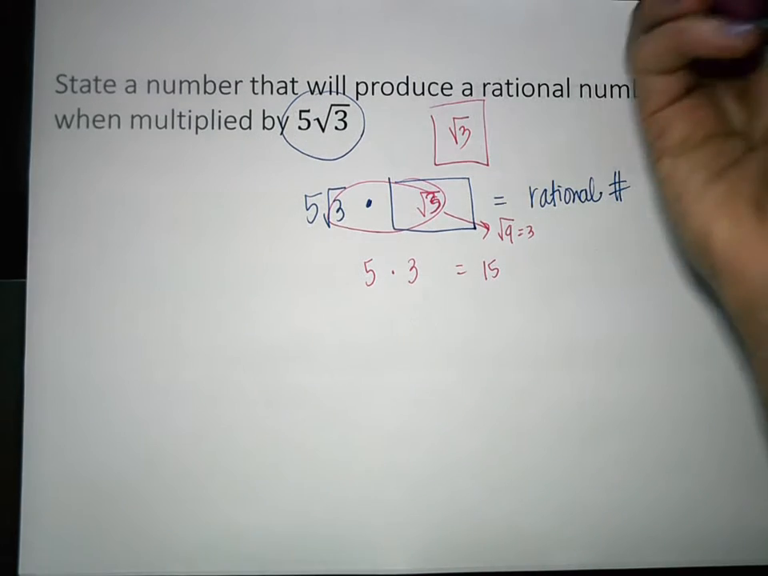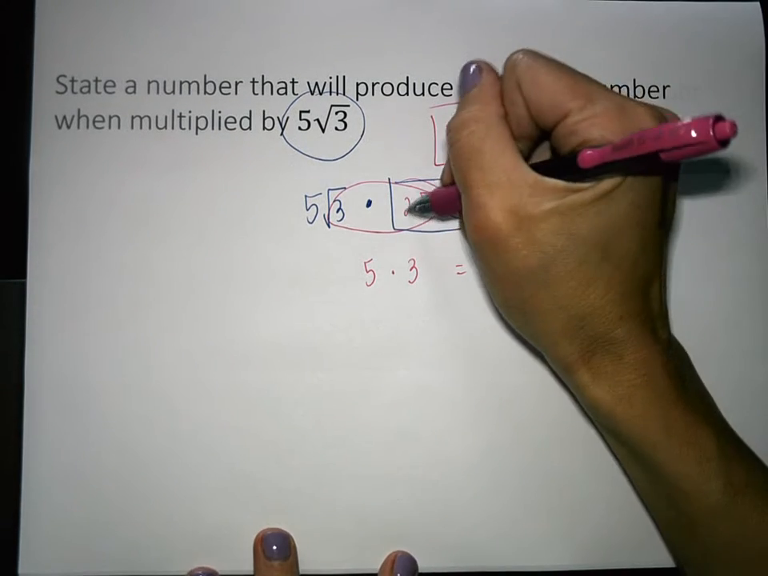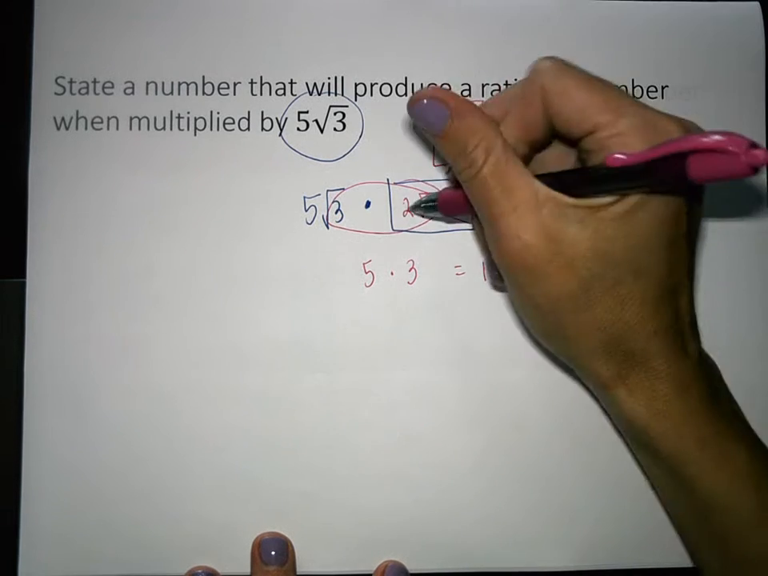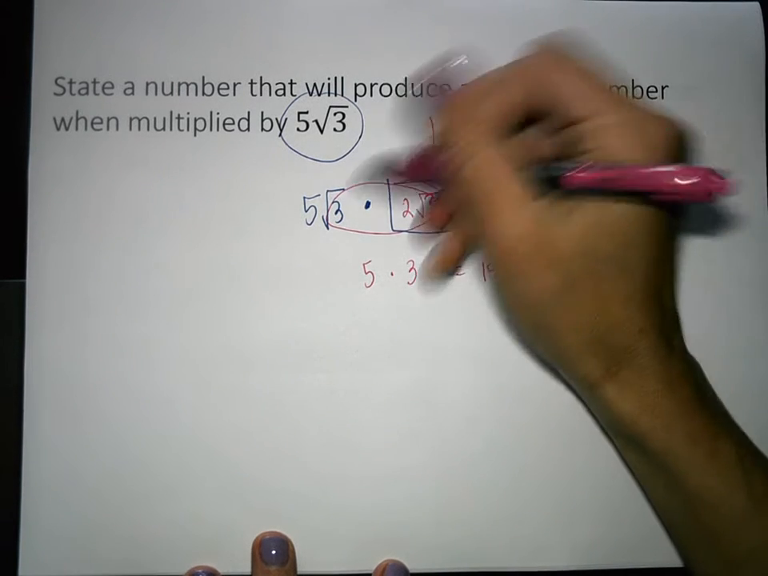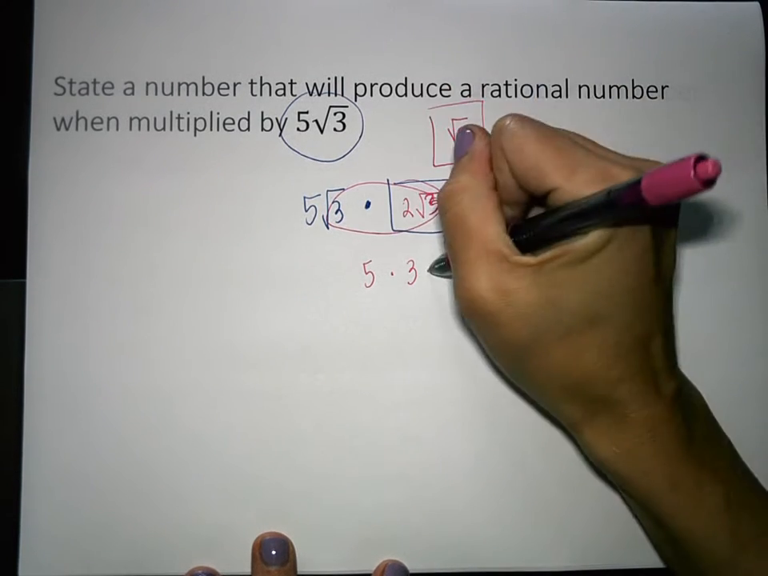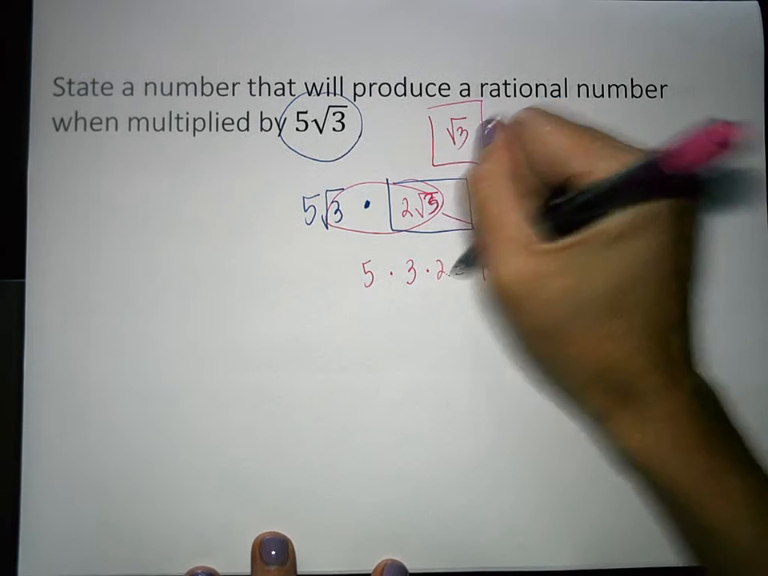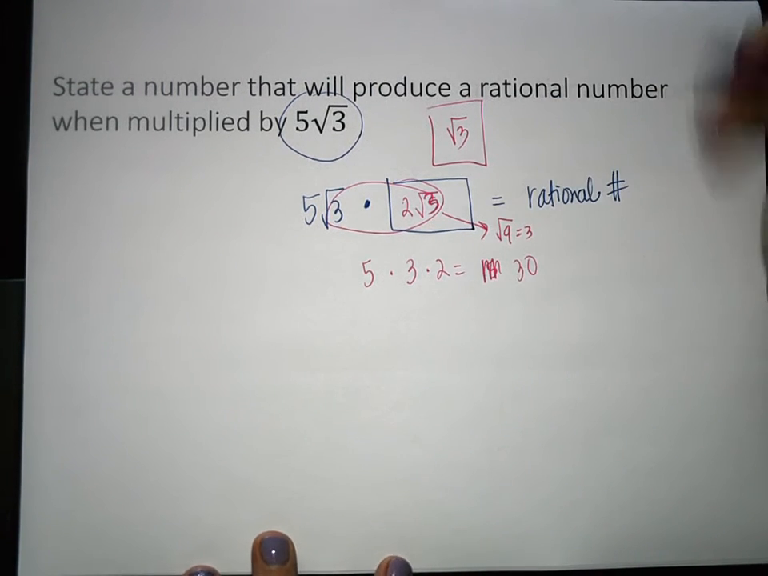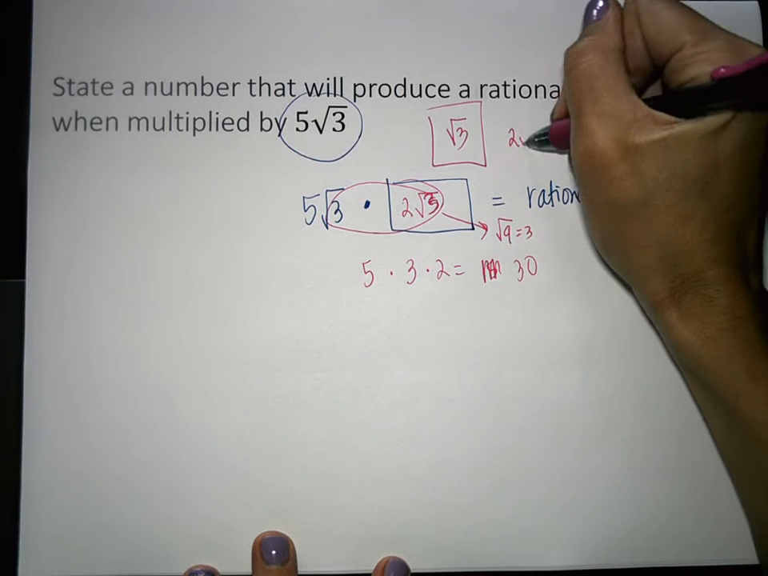You could have chosen something like 2 root 3. That would also work. All it would be is that when you got your pair of 3's, you would be multiplying 5 times 3 times this 2 as well, and so this would make a 30, but again, that 30 is a rational number. So another example of an answer could be 2 root 3.